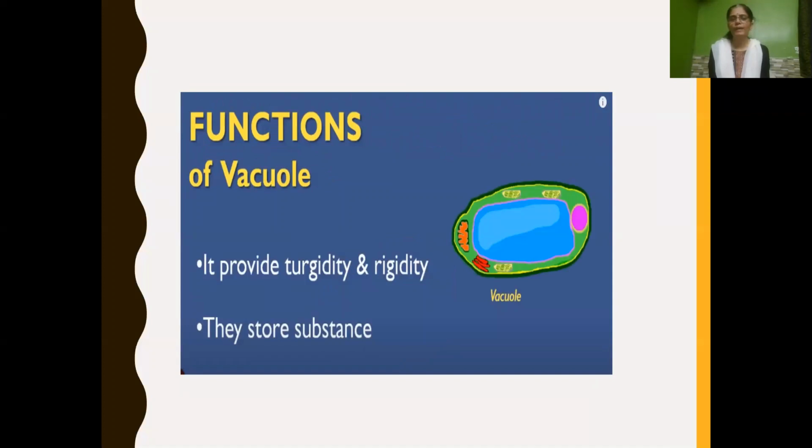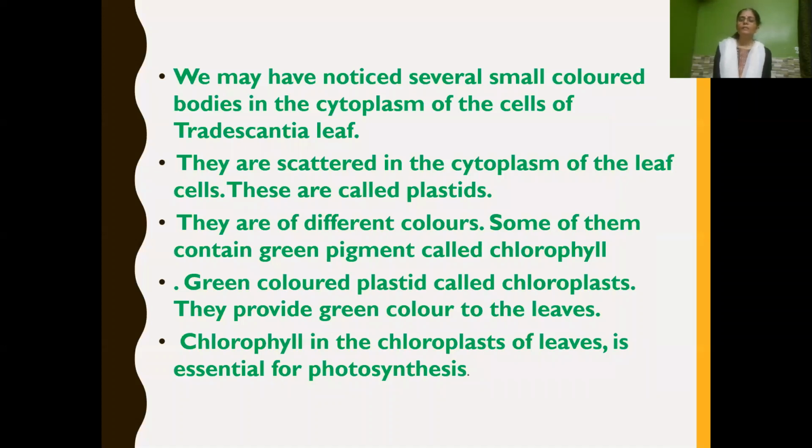And what is the function of a vacuole? It provides turgidity and rigidity, that is, stiffness. It provides turgidity and rigidity, and also they store some substances. You can say they store some excretory waste products in animal cells. But children, generally we can say they store substances. So it provides turgidity and rigidity, and also they store substances. And next, we pass on to our next organelle. We may have noticed several small colored bodies in the cytoplasm of the cells of a Tradescantia leaf.